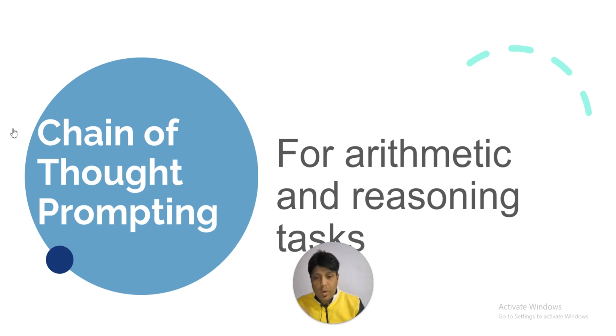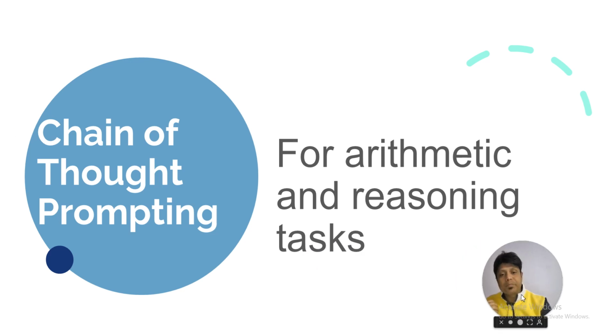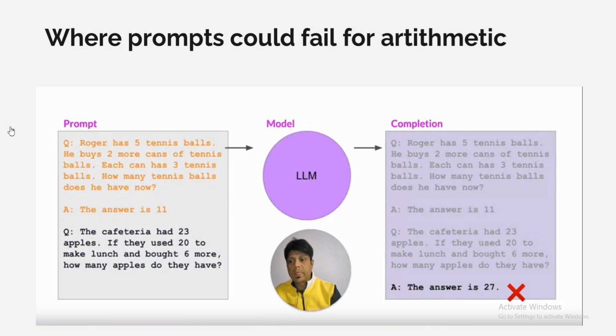Now let's understand chain of thought prompting. Why do we need chain of thought prompting? Because sometimes the model is not able to work on arithmetic and reasoning tasks. Let's understand this.